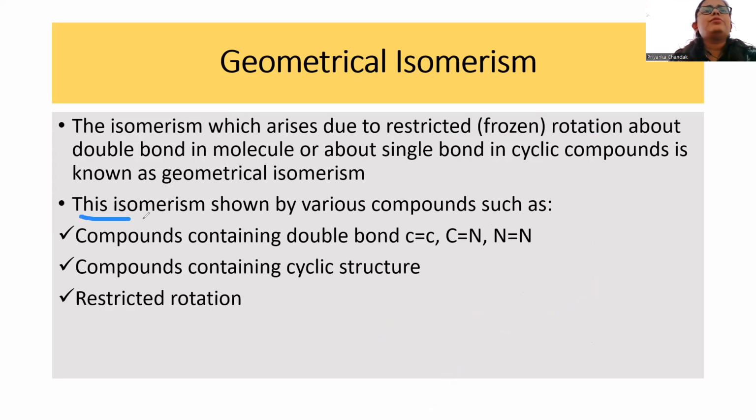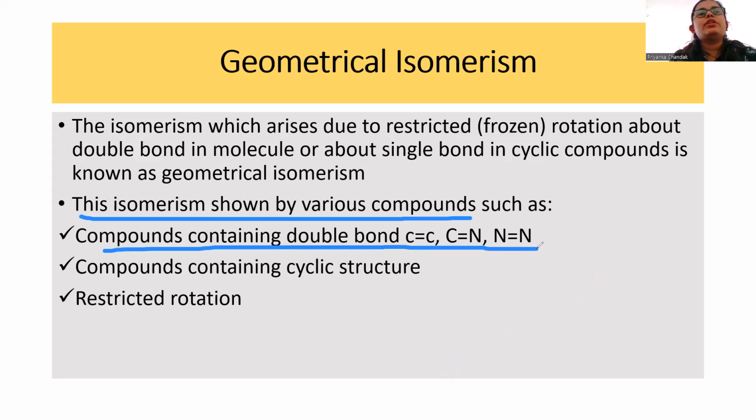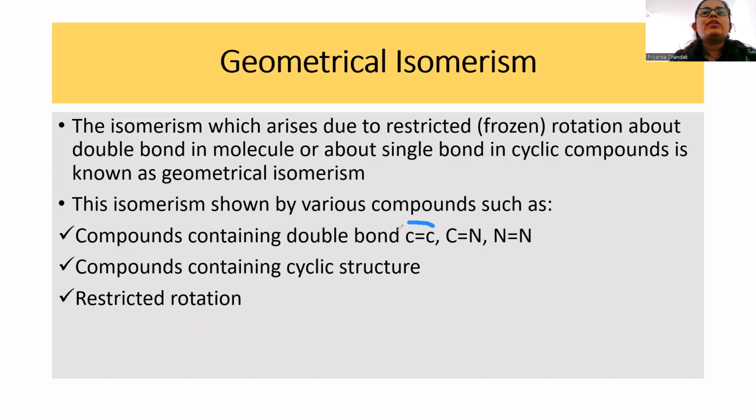Now, this isomerism is shown by various compounds such as compounds containing a C double bond C, C double bond N, N double bond N, and compounds containing a cyclic structure with restricted rotation. These are the three requirements, or conditions, to fulfil the criteria of geometrical isomerism. You need to remember the compound should have a carbon-carbon double bond, or a carbon double bond N, or an N double bond N.